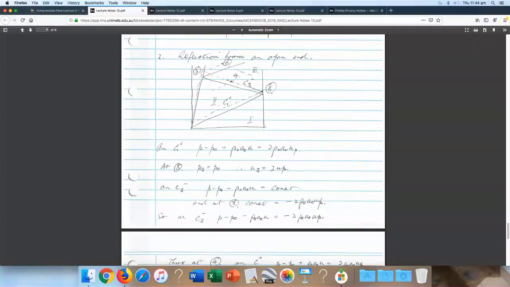And so at 3, I am assuming that the pressure is P0. And then on this characteristic here, C1 plus, P minus P naught plus rho naught A naught U is 2 rho naught A naught UP. P3 is equal to P naught, so U3 is equal to 2 UP. So I can get on the characteristic going back, I can find what the constant is. So that was the idea.